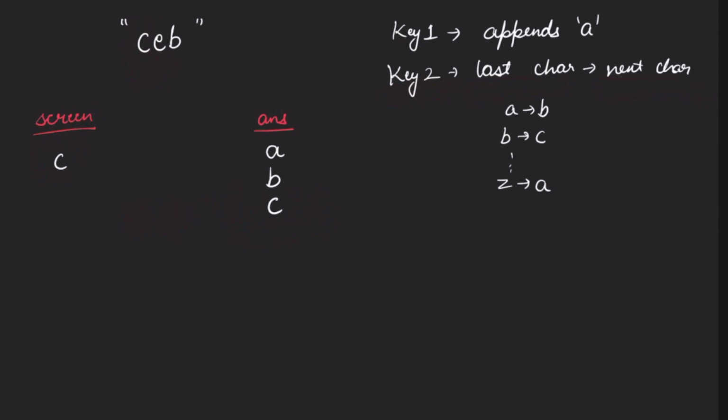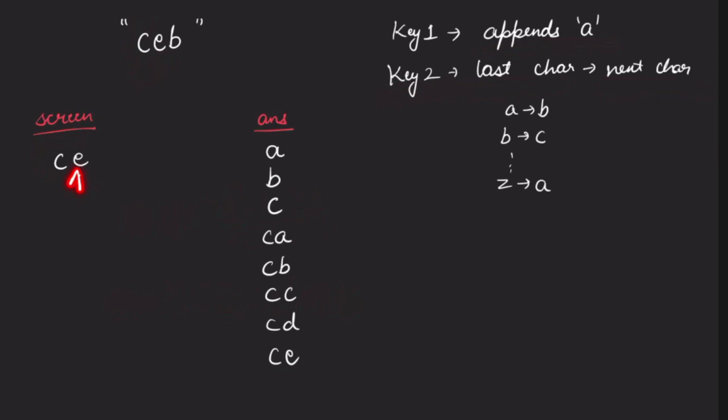Now for this again, you will have to first insert A, right? So you will first insert A. So now the string on the screen is CA. So this also we will keep inside our answer. Now we want this A as E, right? So we will press key 2 for changing this A to E. So you will change A to B, then B to C, then C to D, and then D to E. Right. So you will get first CA, then CB, then CC, then CD, then CE. Right. So these are all the strings that will appear on your screen.